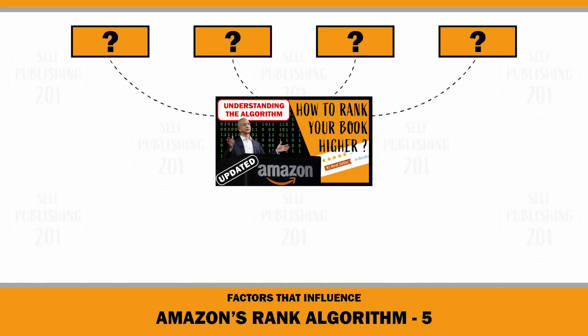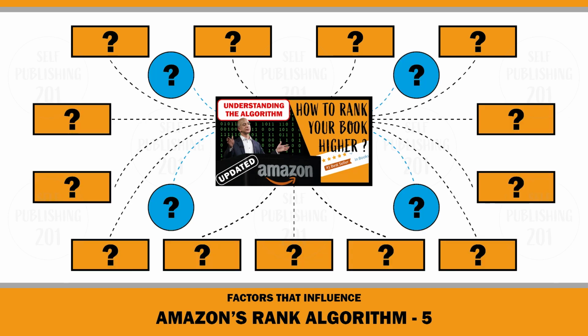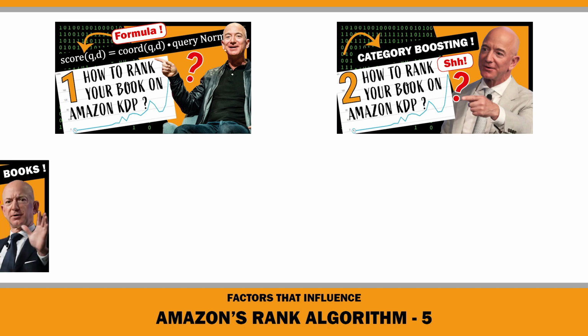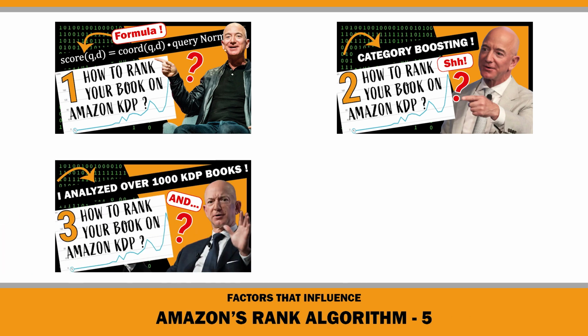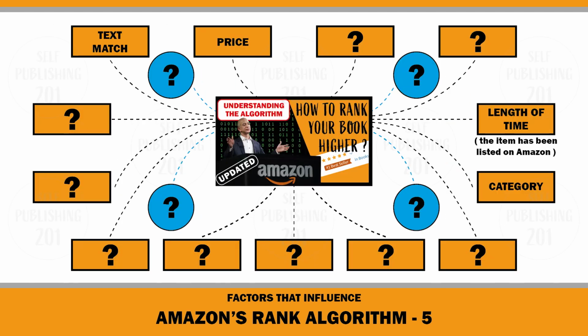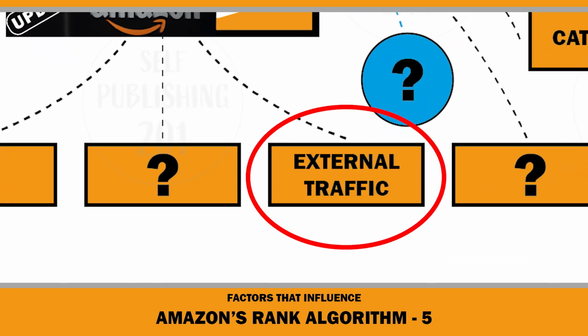I talked about 14 factors that influence the Amazon rank algorithm in one of my recent videos. Then, I went into detail about the importance of text match, categories, pricing, and the length of the time the item has been listed on Amazon in my last videos. If you haven't watched these videos yet, I recommend you watch them after this video to understand better how to rank your books higher on Amazon. Today, I want to dive into the importance of driving external traffic to Amazon listings.